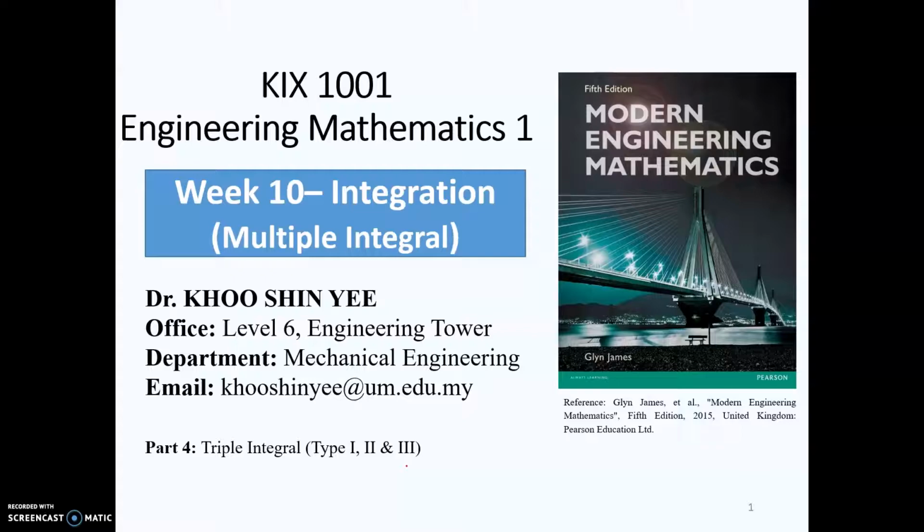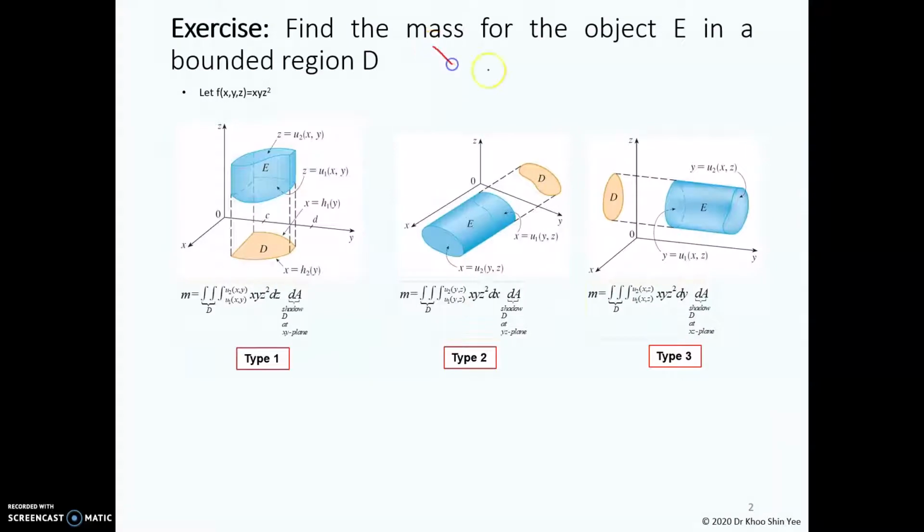Hi, in this video, we will discuss how to calculate the triple integral. We know that mass is equal to density multiplied with volume, where the density can be represented by a density function. This function tells the density at a specific x, y, z coordinate, and the volume here can be represented by dx, dy, dz.